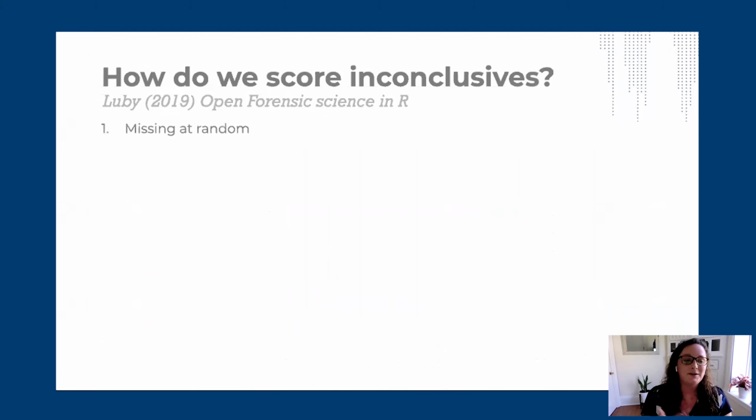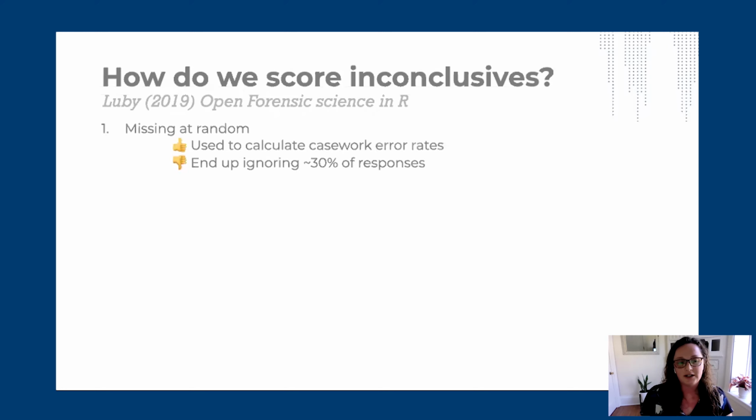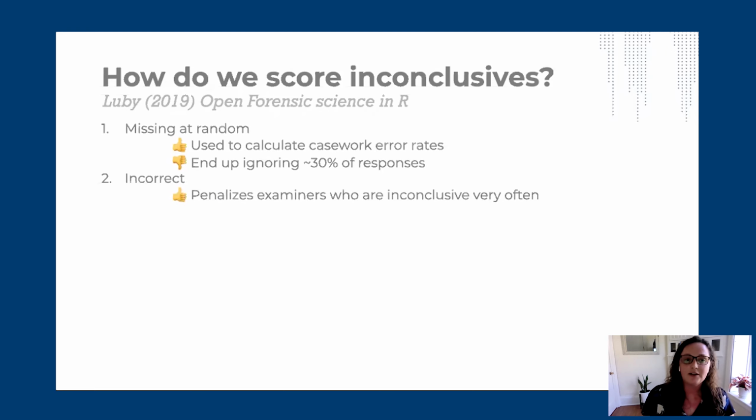And so my first thought was we could treat them as missing at random. And so this is what was used to calculate the casework error rates. And so that is a pro of this method. But we end up ignoring about 30% of the overall responses. And so as a statistician, I didn't want to ignore that much data, and so would really prefer to keep them in there. I also thought about scoring them as incorrect. And so this penalizes examiners who are inconclusive very often, but it may actually be the correct response for low quality prints. And so treating every inconclusive as incorrect also wasn't what I wanted to do.